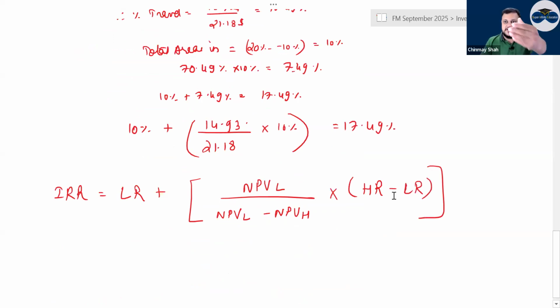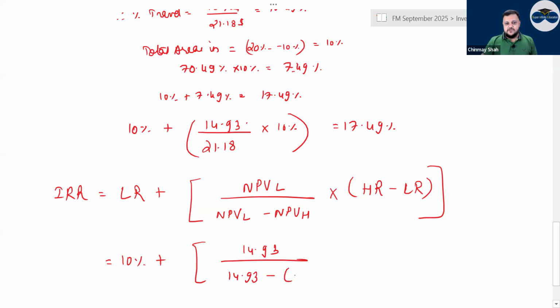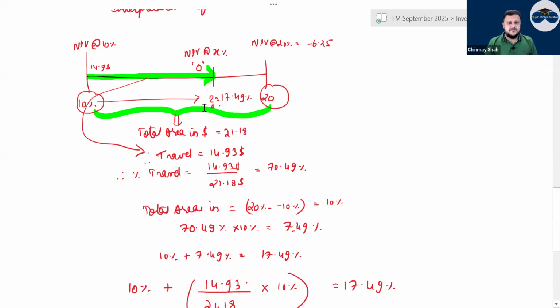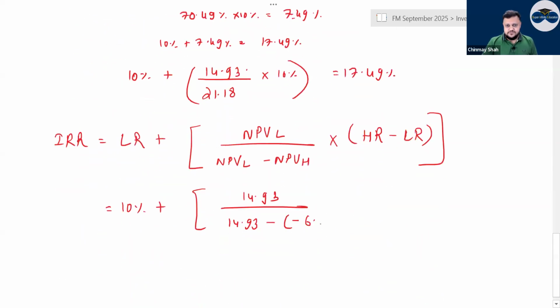Now 1 minute, let us again put everything in perspective. 10% plus, have a look, slowly. 14.93 divided by 14.93 minus of minus 6 point, how much was it? Tell me. 6.25. Basic mathematics. Is equal to 10% plus, how much is this?